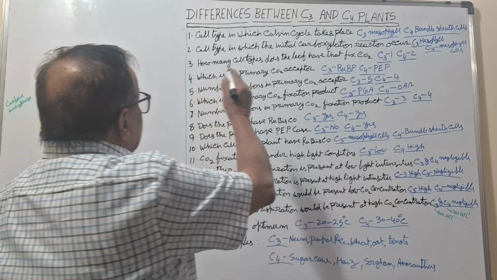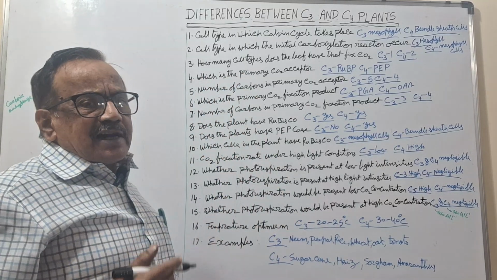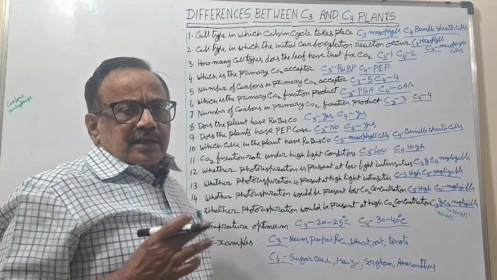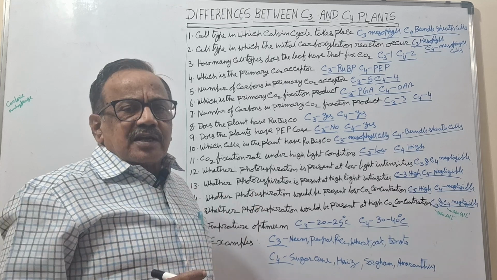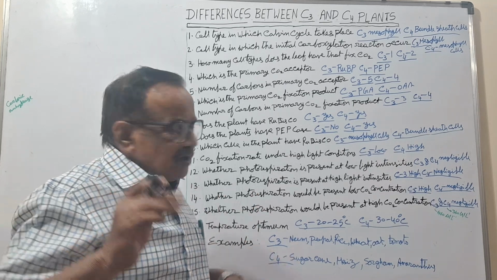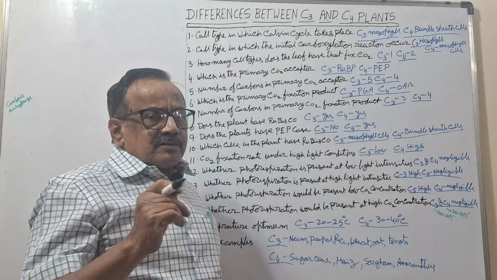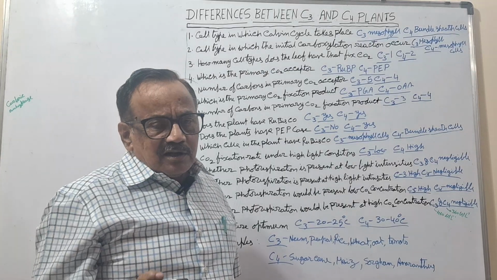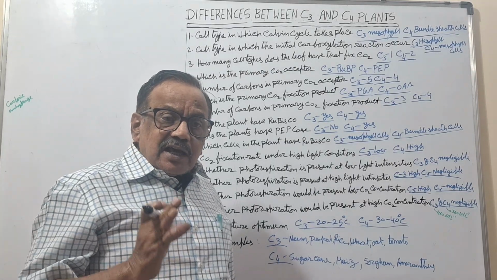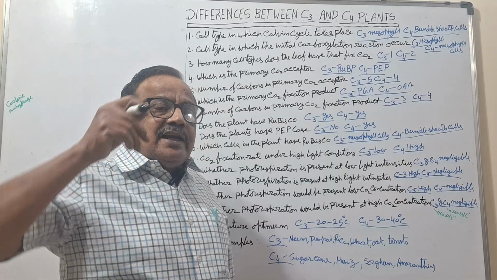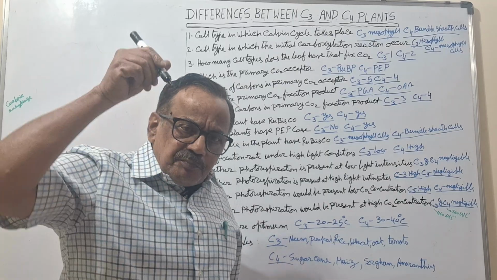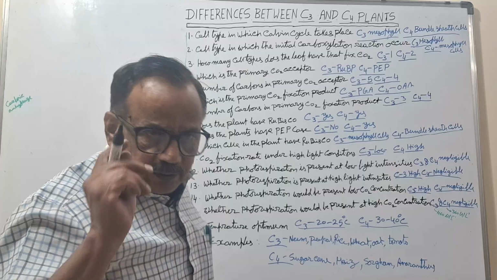Now you see, the C3 and C4 plants depend upon the environmental conditions; they are adapted only to those. He has given 16 differences in the textbook in the form of a chart. Out of these, there are internally so many possible bits that I am going to show you.